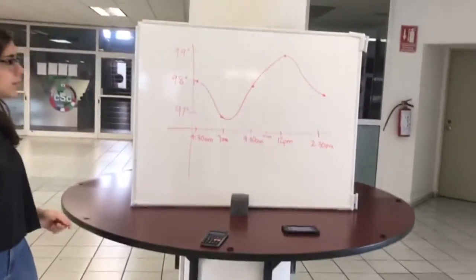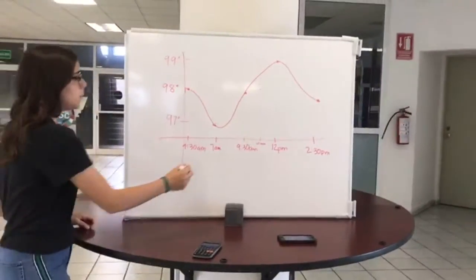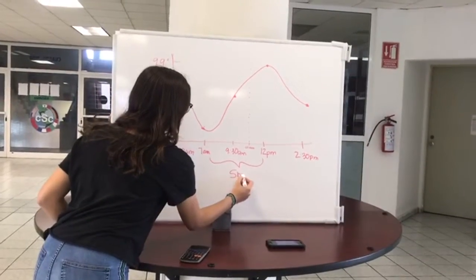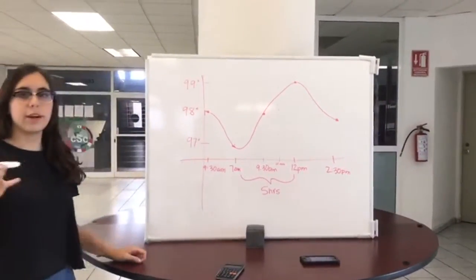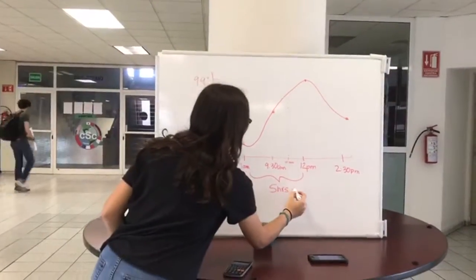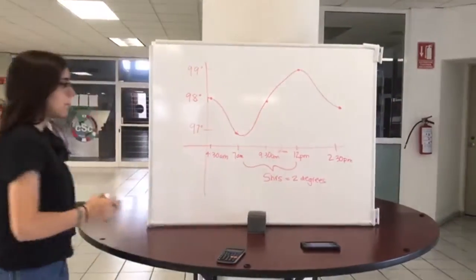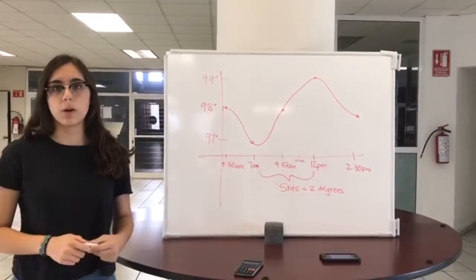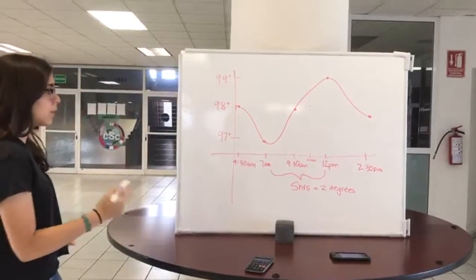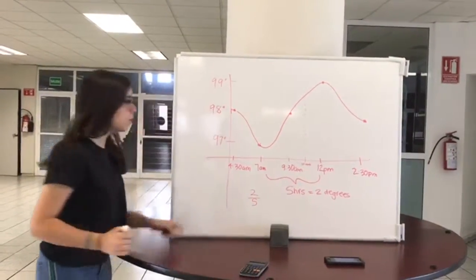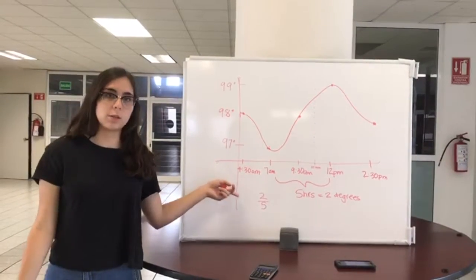Okay, so we need to know the temperature at 10 a.m. So what we're gonna do is we're gonna take the time lapse here, which is of 5 hours. And we know that in 5 hours, 2 degrees were increased. So 5 hours equals 2 degrees. Because we need to know at 10 a.m., we need to know how much degrees were increased in 1 hour. So this is why we divide 2 degrees in 5 hours. So we know each hour 2 over 5 degrees were increased.